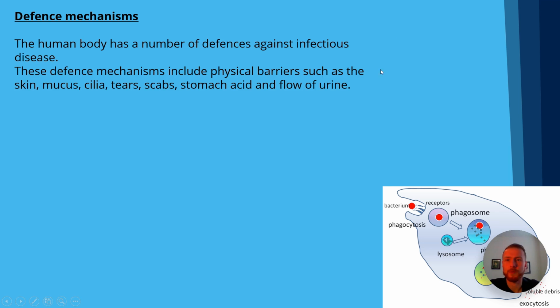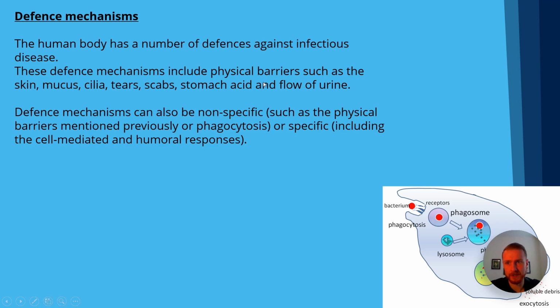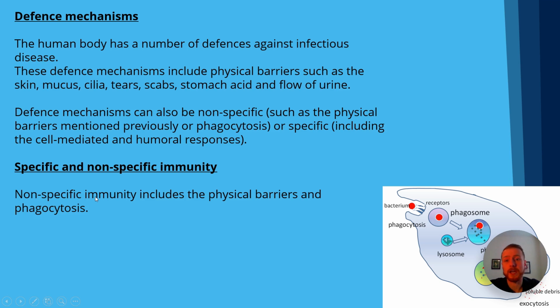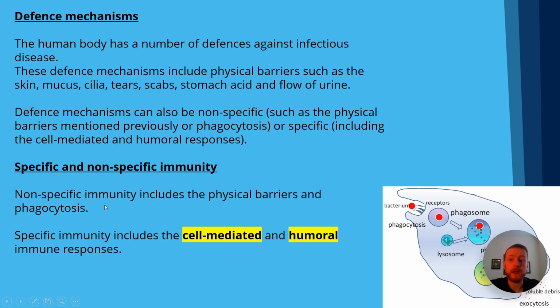So let's start with defense mechanisms. Well, the human body has a number of defenses against infectious disease, and these include defense mechanisms like the skin, mucus, cilia, tears, scabs, stomach acid, and the flow of urine. Now, these are all categorized as physical defenses. Defense mechanisms can be non-specific, such as the physical barriers we just talked about, or phagocytosis. There's a diagram of phagocytosis in the bottom right here, and it's basically where a white blood cell engulfs and digests a pathogen. Now, there's specific and non-specific immunity. Well, non-specific immunity involves the physical barriers, which we've spoken about, but specific immunity includes the cell-mediated and humoral immune responses, which we're going to cover in detail soon.